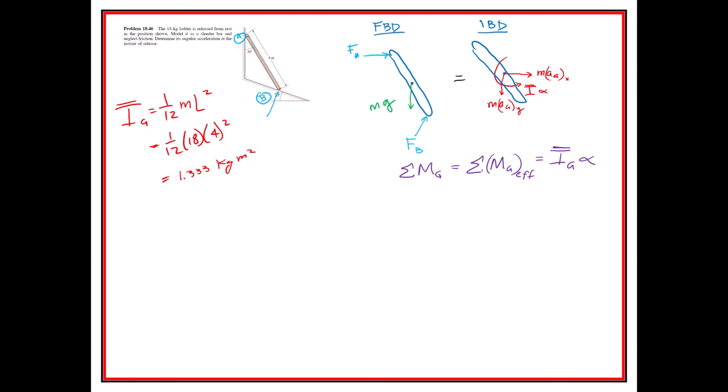What is wrong with you? It's 18 kilograms. It's 4 meters long. 4 squared is 16. No kidding. 18 times 12 divided. 24. Wow. See? Never get it right the first time.